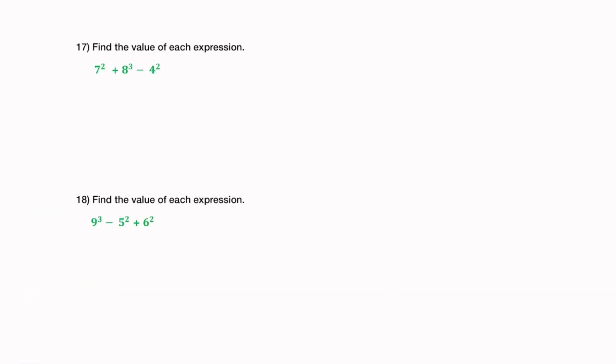Okay, again it's same. It's just now that instead of 2, we have 3 numbers to deal with, right? So 7 square is 49. 8 cube is 512 and 4 square is 16. I prefer writing down the values so that I am not mistaken anywhere. So 7 square is 49 plus 8 cube, that's 512 minus 16, right?